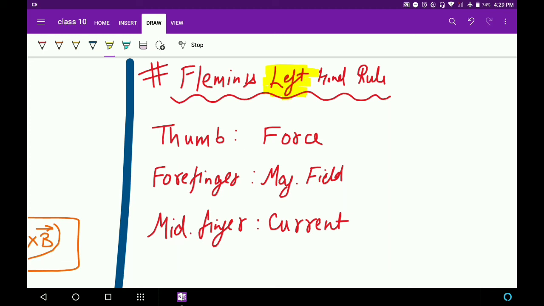Okay, I know it's not that straightforward, it's not that easy to understand it just by looking on the screen. So let's go back to another video and check out how to utilize this Fleming's left hand rule. So 1, 2, 3, go!